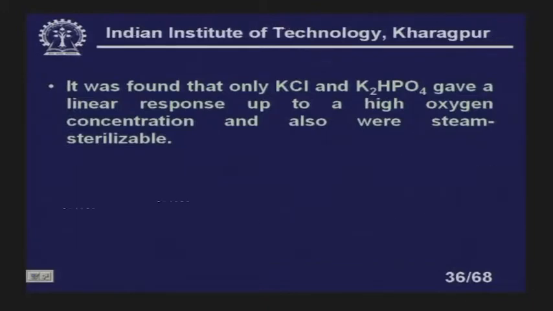It was found that only KCl and K2HPO4 gave a linear response up to high oxygen concentrations and also were steam sterilizable. So, steam sterilizability is a good property, and autoclaving is also a good property of the system. You always have to think about that, because contamination is a great problem in all the reactions you will find, especially when you are using bioreactors. If you are using it in the field, that does not matter, because many reactions do not allow even a little contamination. You have to keep that in mind.